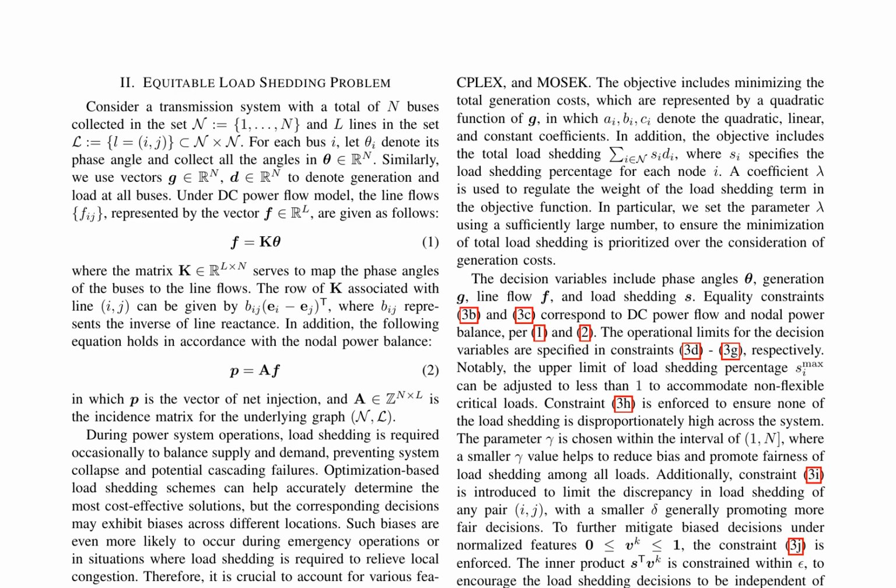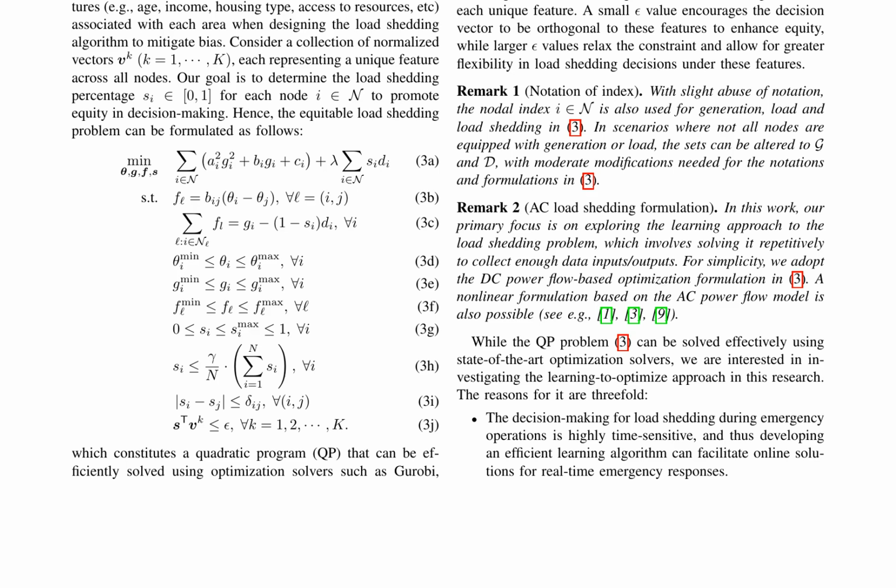The problem is formulated as a quadratic program, QP, that seeks to minimize total generation costs and load shedding while adhering to operational limits and fairness constraints. These constraints include DC power flow, nodal power balance, and operational limits for phase angles, generation, line flow, and load shedding. Moreover, fairness constraints are incorporated to limit bias in load shedding decisions.